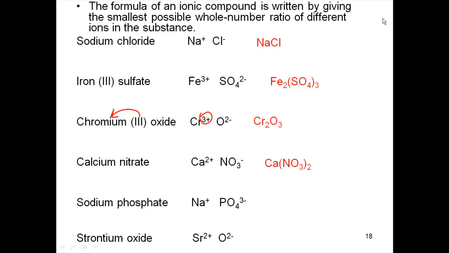Sodium phosphate. Sodium is a plus 1. Phosphate has a minus 3. So I need to balance this out. So I'm going to need 3 pluses to balance out those 3 minuses. Therefore, I get Na subscript 3, PO4.